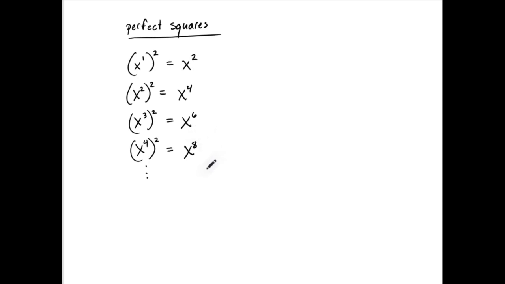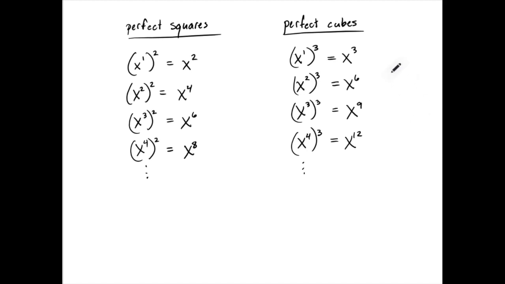And now we can do the same thing for perfect cubes. To be a perfect cube means we need to be able to write the expression as something raised to the third power. And when we have an exponent on the inside, we would multiply that exponent by the 3 on the outside. And that means that a variable raised to a power will be a perfect cube when that exponent is a multiple of 3.